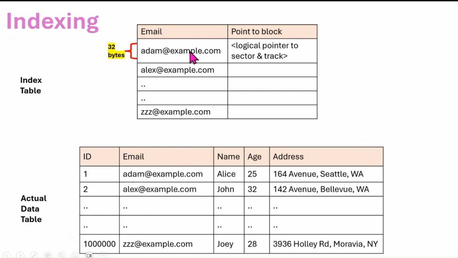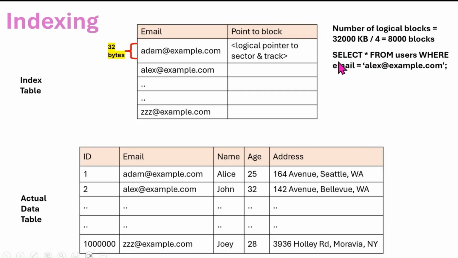Let's say one row of this index table is 32 bytes. So now the whole index table can be stored in 8,000 logical blocks, if we say 4 KB is one logical file block size.